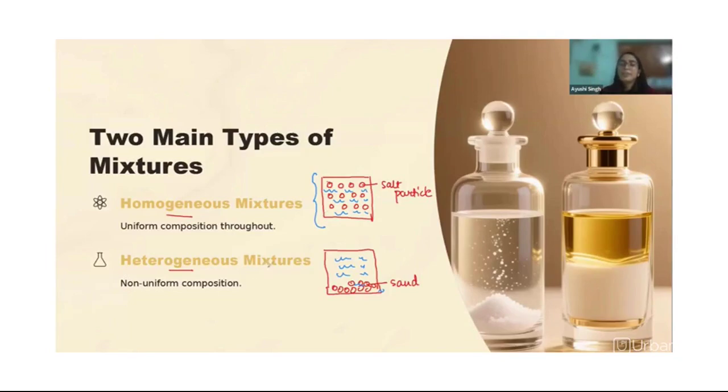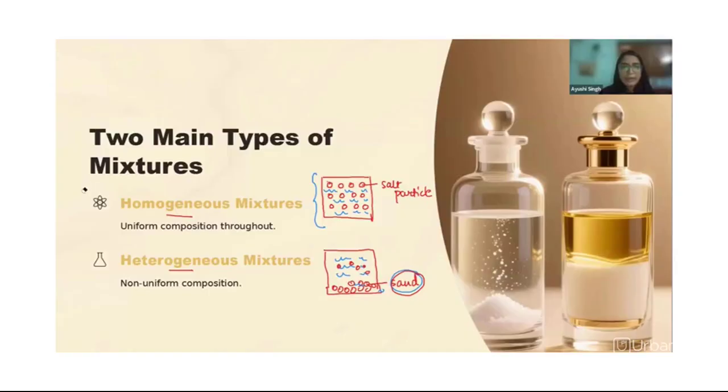Here in a heterogeneous mixture, you will see that the particles of the solute, we'll discuss what exactly solute is in later sessions. But here you will notice basically the sand is not uniformly distributed throughout the water. Somewhere it is collected and settled down at the bottom, maybe, and some small particles of the sand would still be floating with water. So here you will see there is no uniformity in the composition of the solute, or basically here you can mention it as sand. So this is the difference.